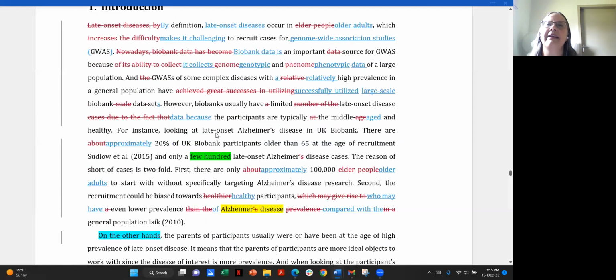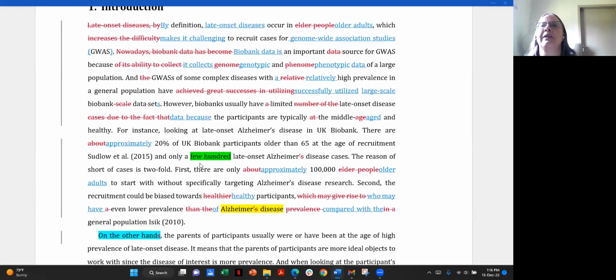Okay, I was referring in the other slide to going back to the original source with ambiguity. Here in this paper, they have talked about that there's only 20% of UK Biobank participants older than the age of 65 at recruitment. And then they've said, and only a few hundred late onset Alzheimer's disease cases. Now, that is ambiguity for you. A few hundred. If I read that, I might think 200. If you read it, you might think 400.